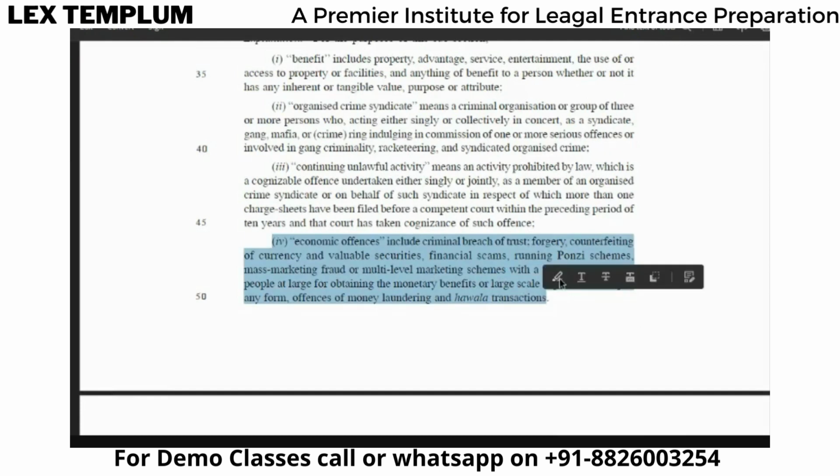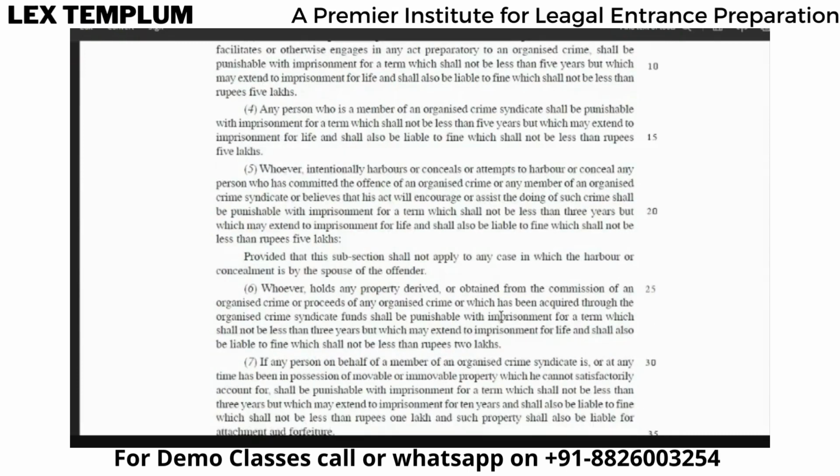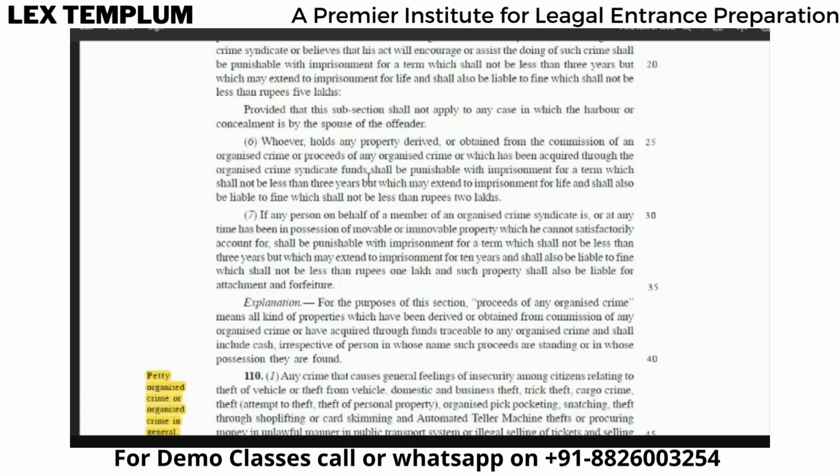It includes criminal breach of trust, forgery, counterfeiting of currency, valuable securities, financial scams, running Ponzi schemes, mass marketing fraud, multi-level marketing schemes with a view to defraud people at large for obtaining monetary benefits, or large-scale organized betting in any form, offenses of money laundering and hawala transactions. Okay, so this is important. It's a detailed section. Read it. You do not need to remember every detail.